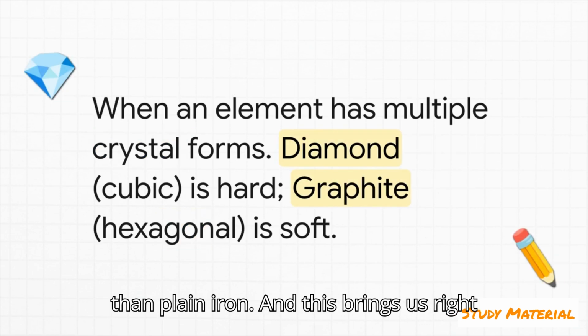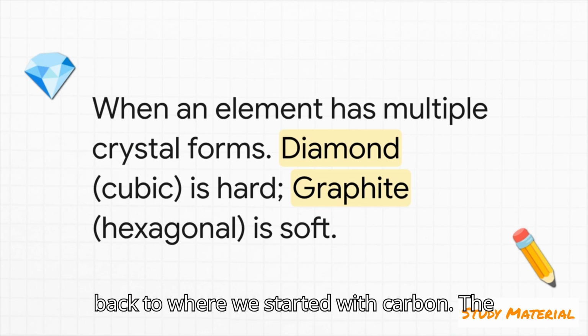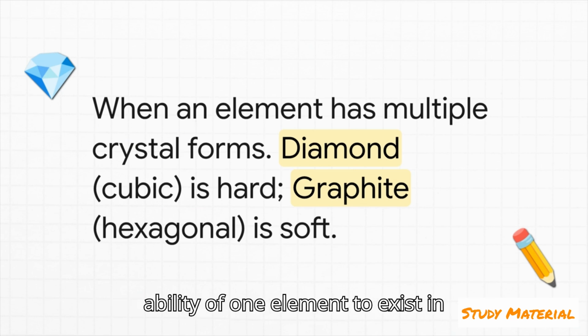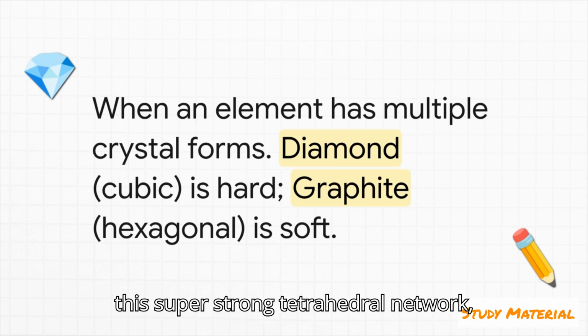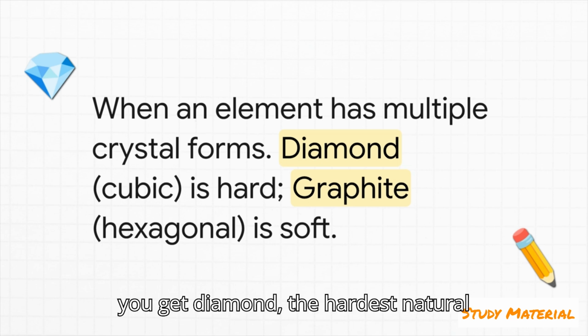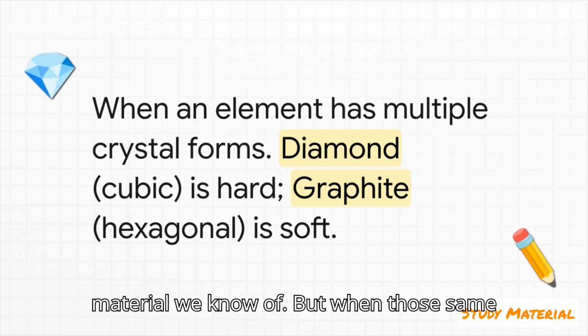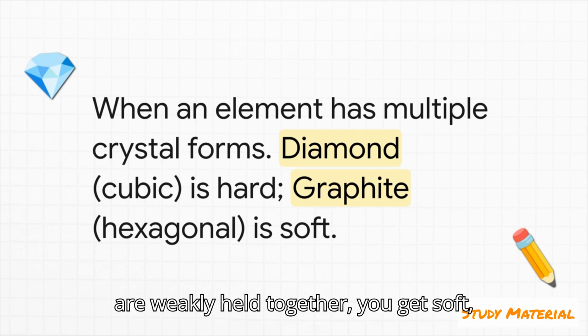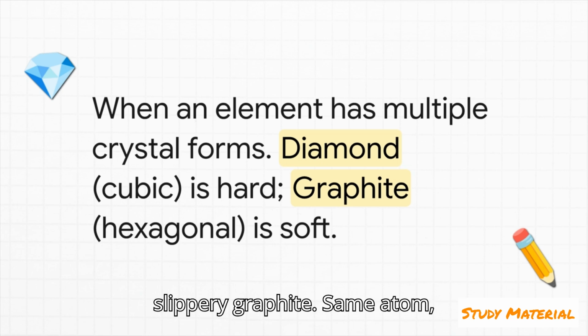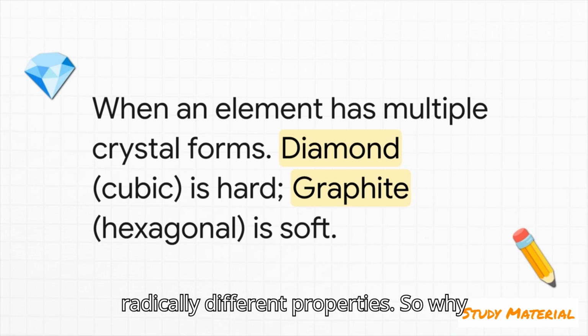And this brings us right back to where we started, with carbon. The ability of one element to exist in multiple crystal forms is called allotropy. When carbon atoms bond in this super strong tetrahedral network, you get diamond, the hardest natural material we know of. But when those same atoms bond in flat hexagonal sheets that are weakly held together, you get soft, slippery graphite. Same atom, radically different architecture, radically different properties.